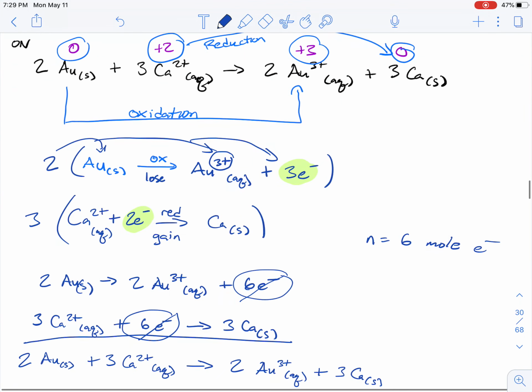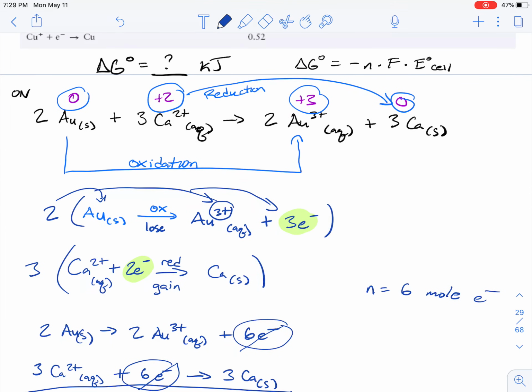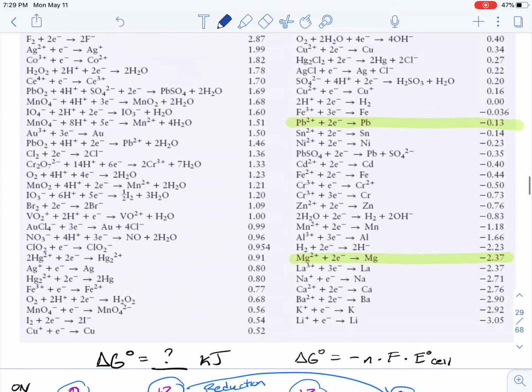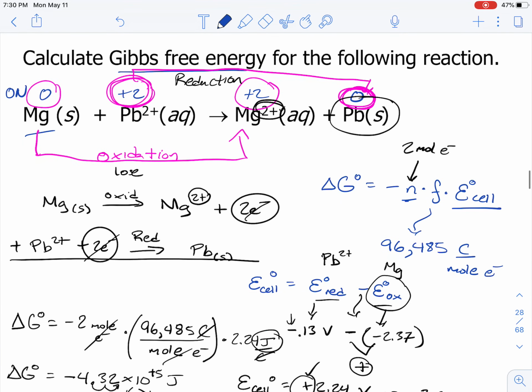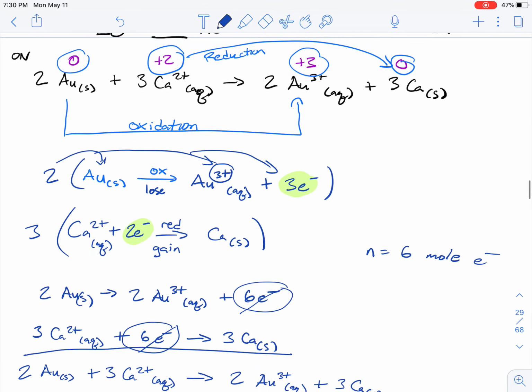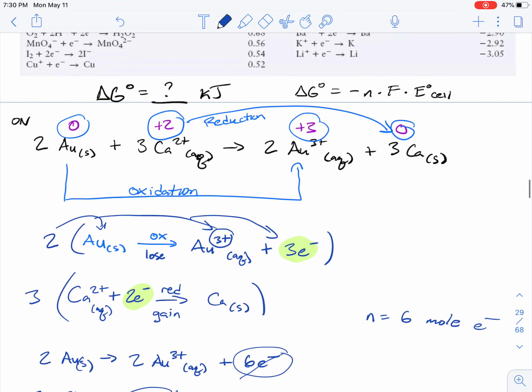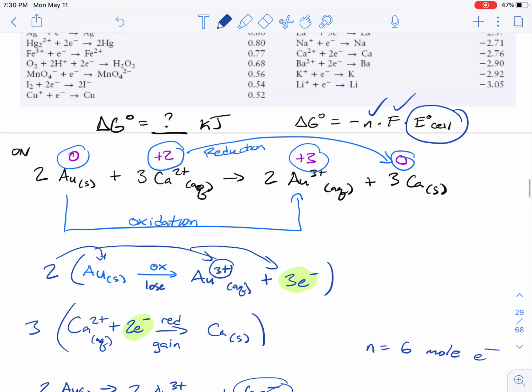Okay. For some more complex chemical reactions, you will have to do a little bit more work to figure out n. For the previous two reactions, it just turns out that the moles of electrons were the same, so we didn't really have to do anything else. All right, so now that we've figured out n, we know what F is. We're just going to have to figure out the standard cell potential.